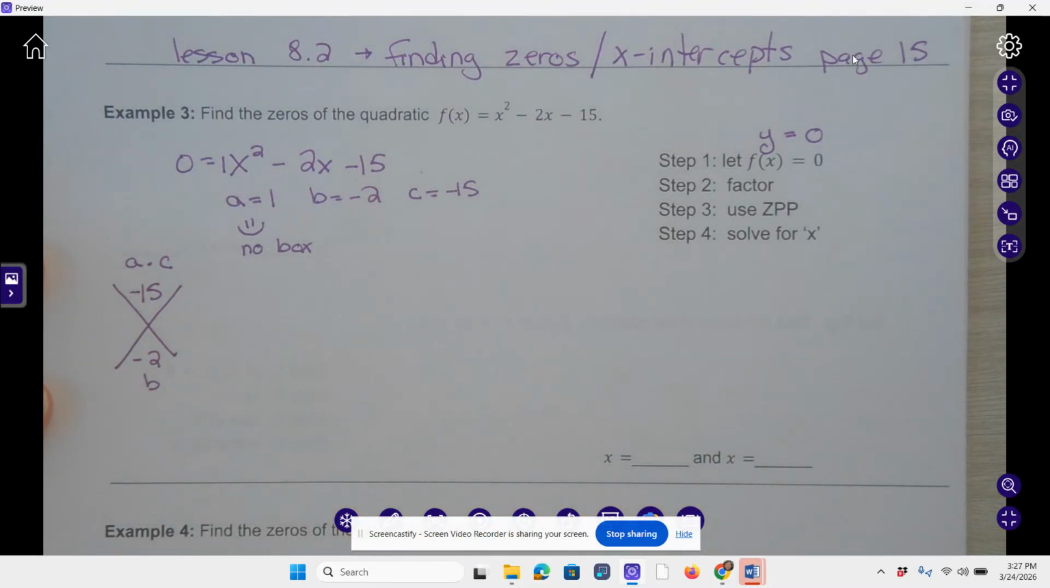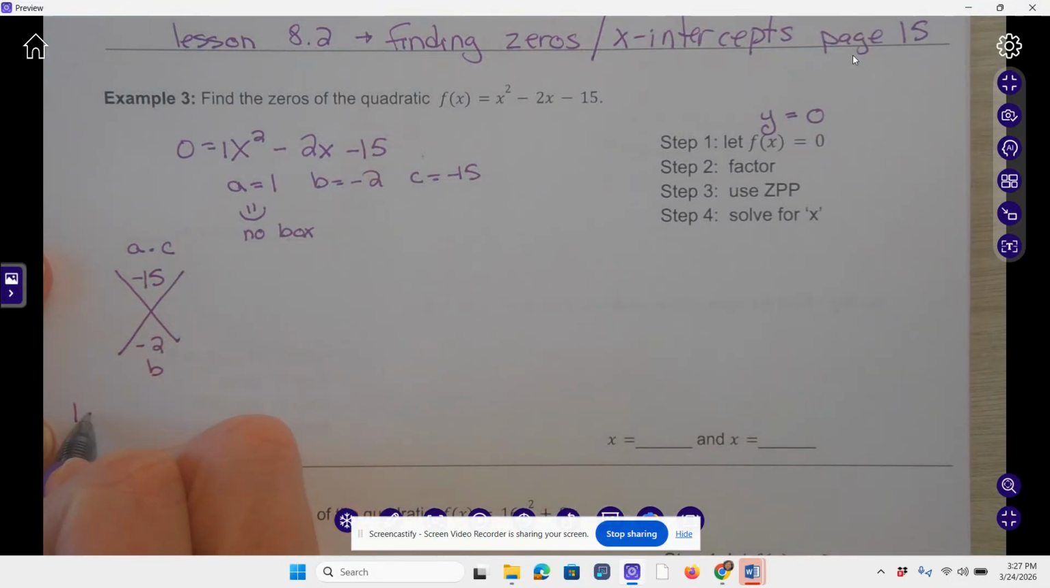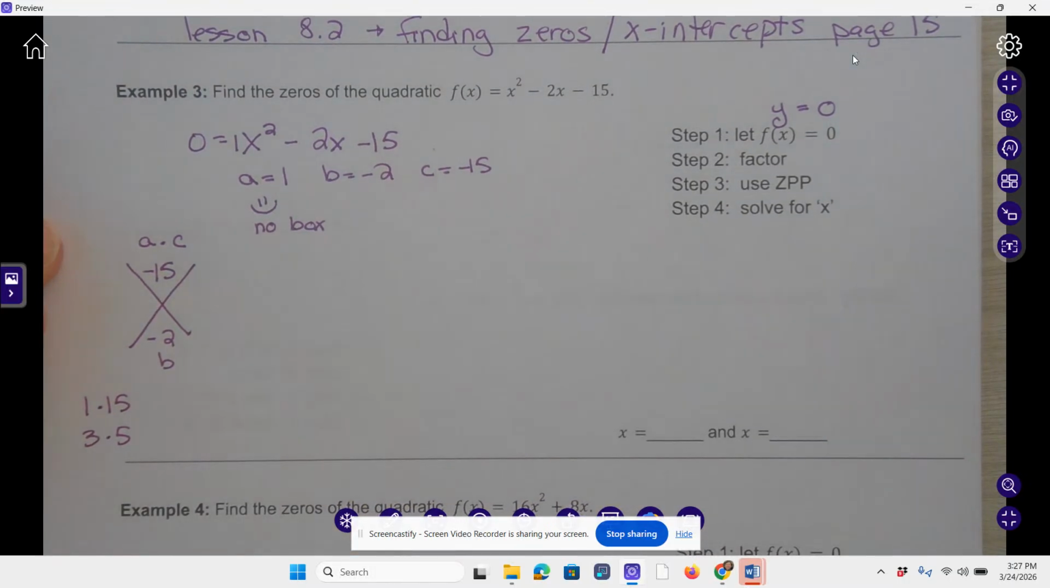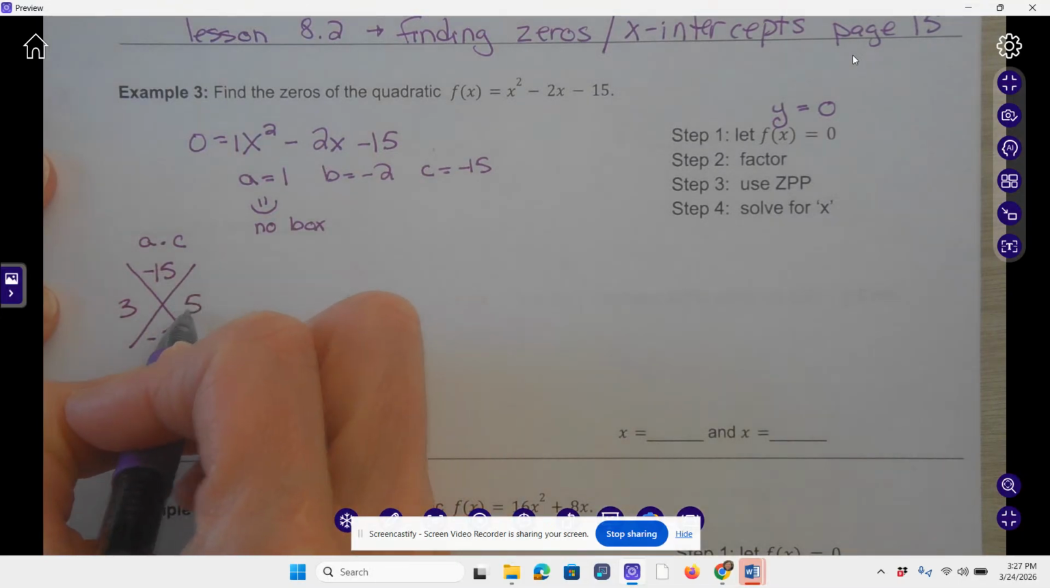So we are looking for two numbers that multiply to give us 15 and add or subtract to give us 2. Well, numbers that multiply to give you 15 are 1 times 15 and 3 times 5. That's actually all there is. If I subtract 5 minus 3, I get 2. Or 3 minus 5, I actually get negative 2. So those are the factors that I want.